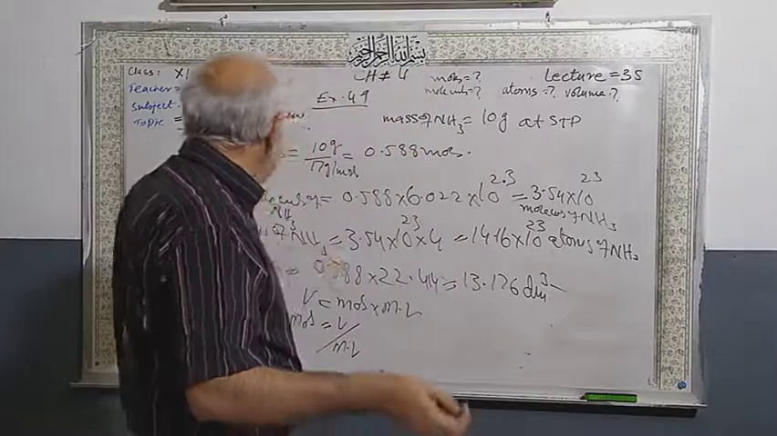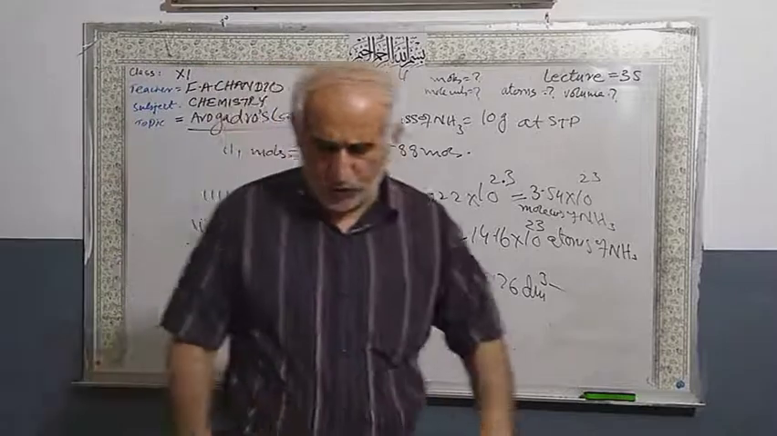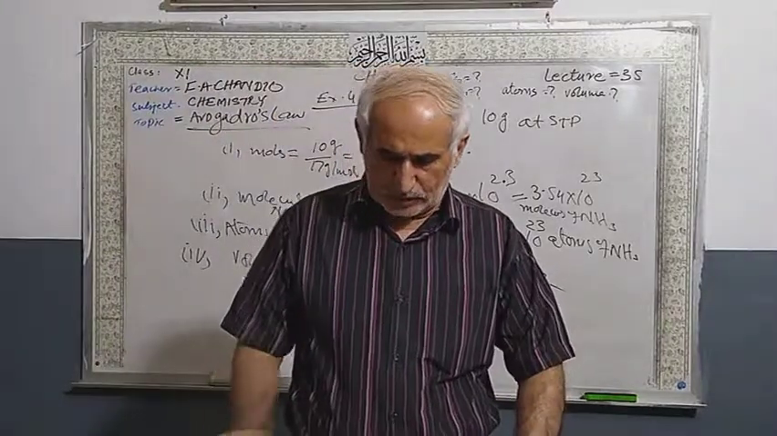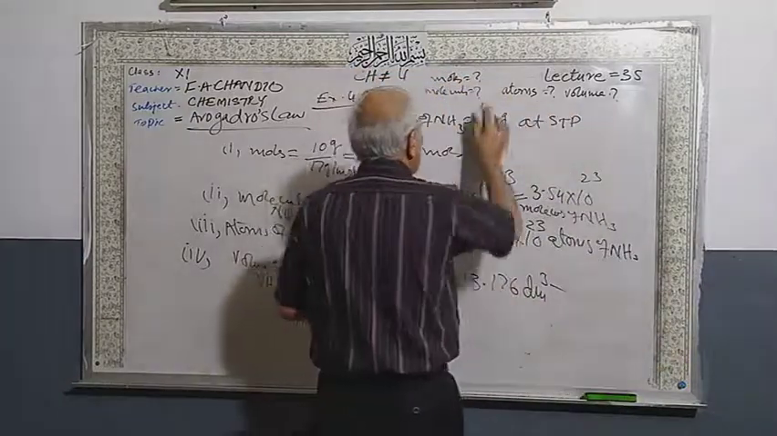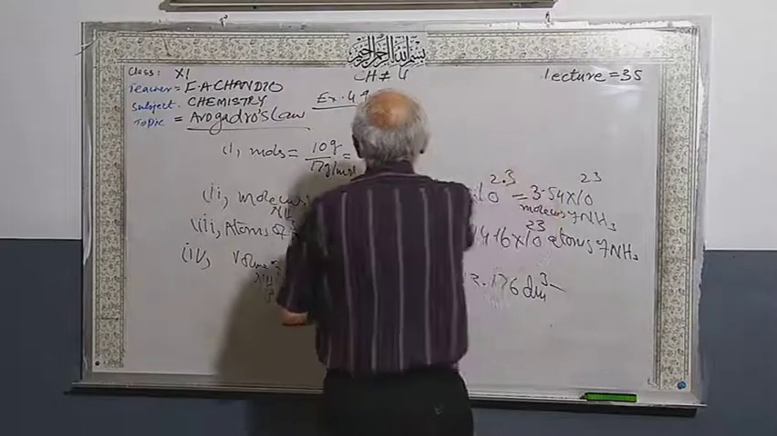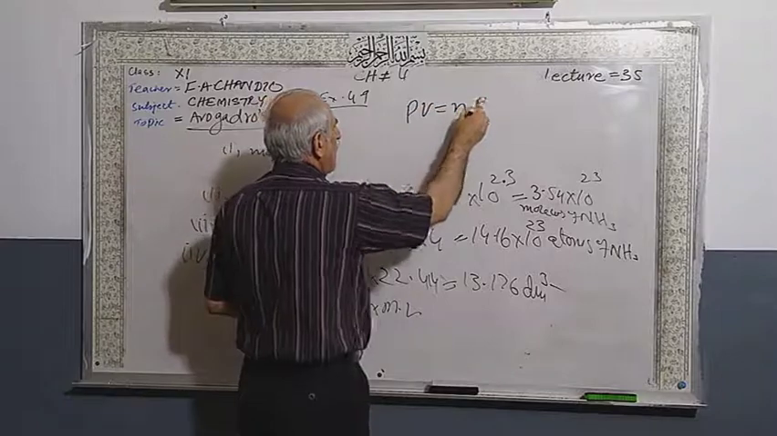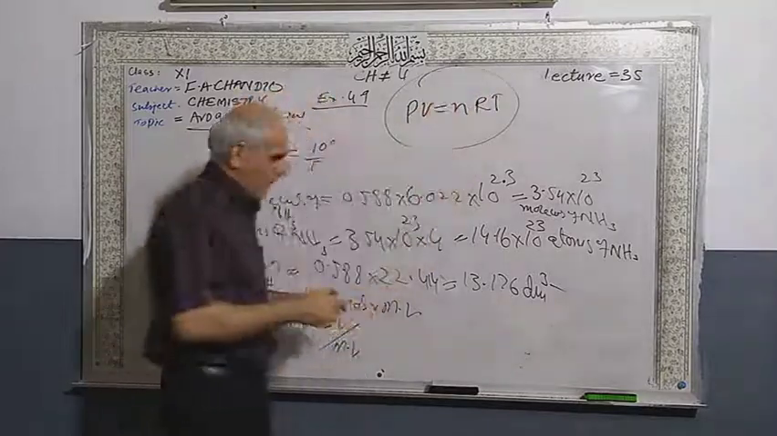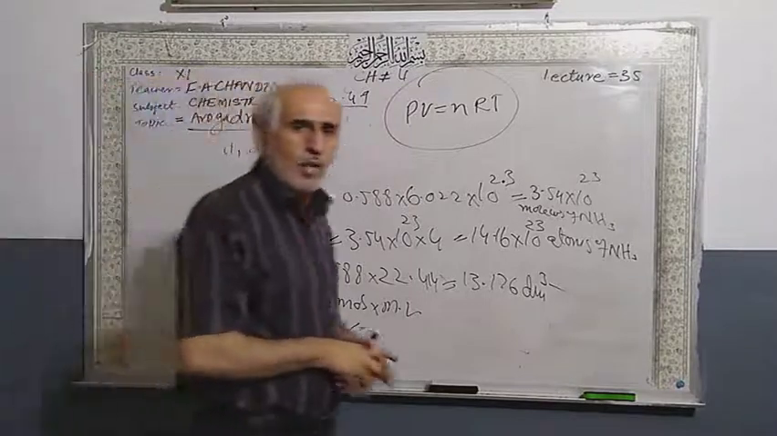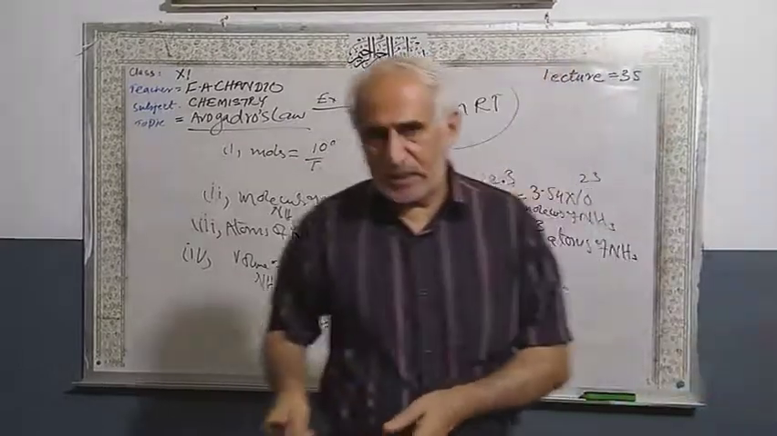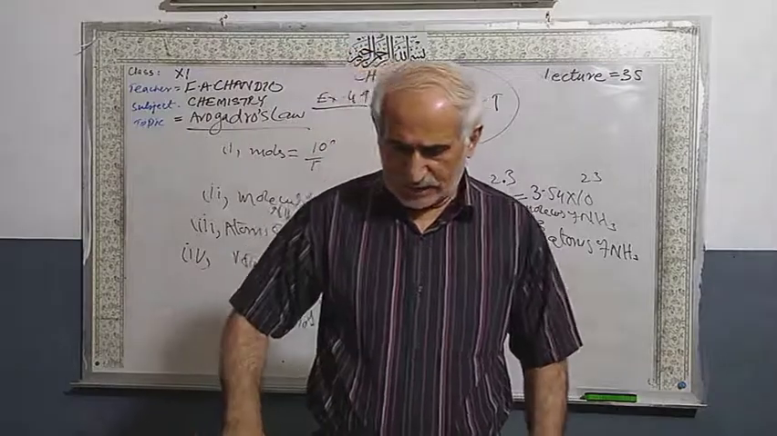Dear students, this is about Avogadro's law. Inshallah, in the next topic we will start a very important topic called the ideal gas equation. General gas equation, ideal gas equation, PV is equal to nRT. We have to derive this equation in the next lecture, inshallah. P is the pressure, V is the volume, n is the number of moles, R is the gas constant, and T is the temperature. So inshallah, next lecture we will discuss. Thank you very much.